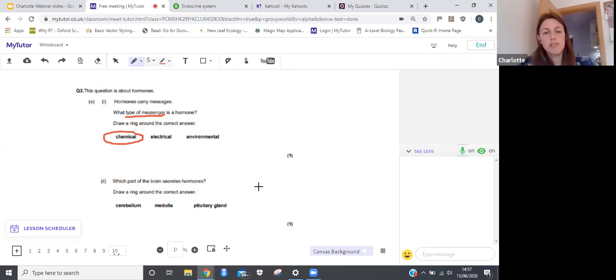And which part of the brain secretes hormones? Remember this? This was the master part on the second slide today. Draw a ring around the correct answer. Cerebellum, medulla, or pituitary gland? Okay, well done, Zyma as well. Bailey, Tobes, yeah, brilliant. It is the pituitary gland.